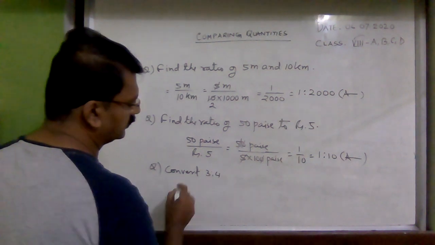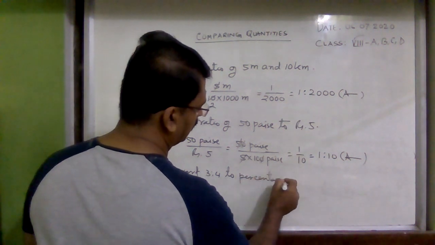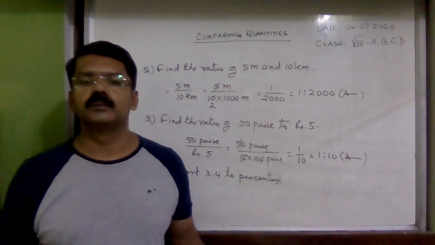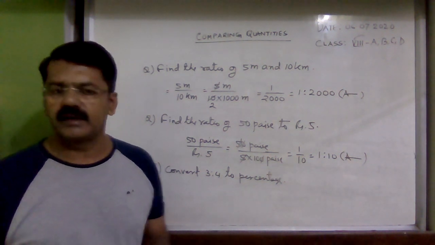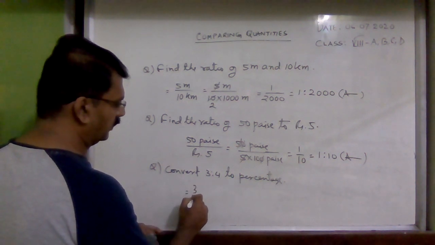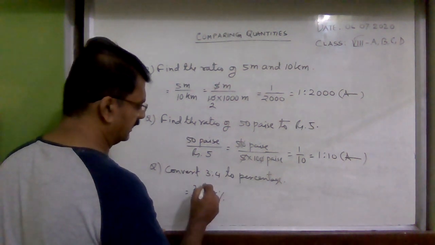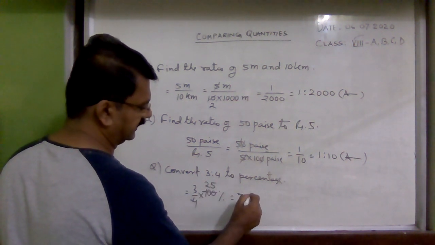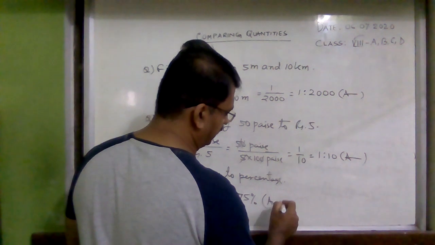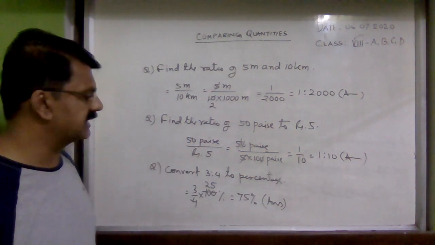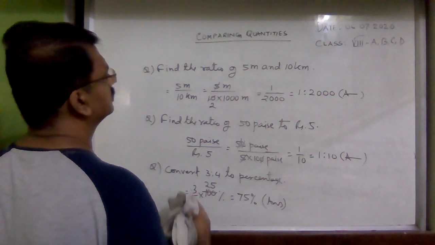Convert 3 is to 4 to percentage. I have already told you that to convert ratio into percent, just multiply it by 100. So 3 is to 4 means 3 upon 4 and then multiply it by 100 and put the percent sign. Clear? Now you can cancel it by 4. 75%. Your answer is 75%. Next question.